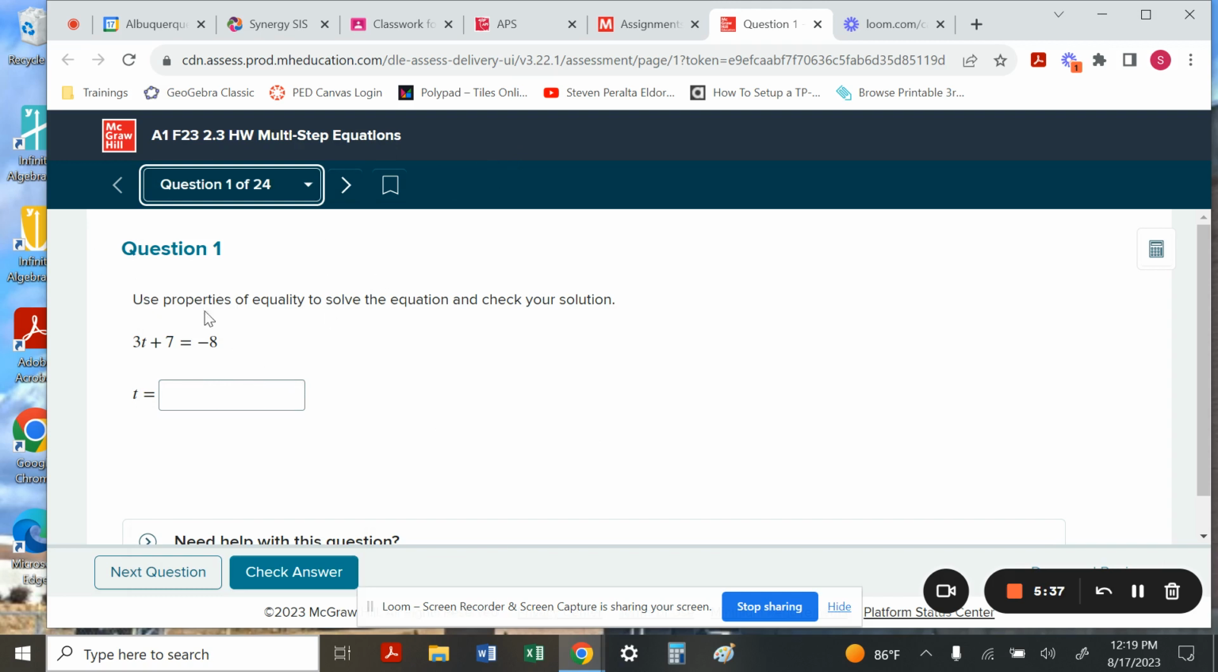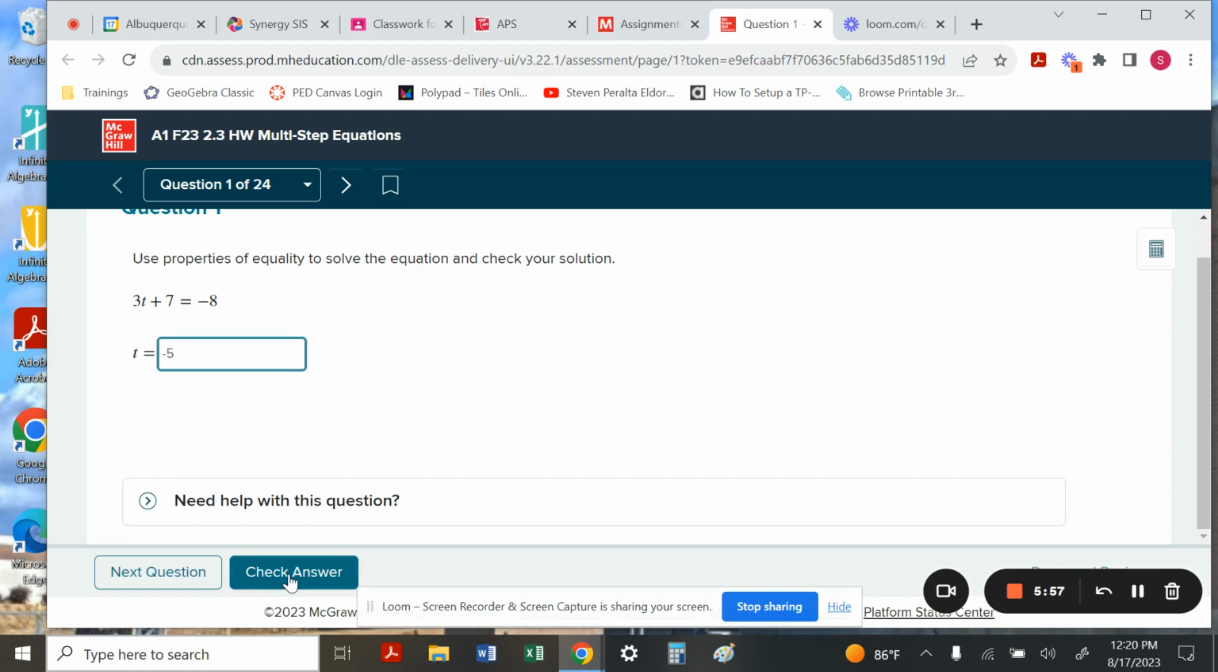So here, we're going to go ahead and try to solve this. I subtract 7 from both sides, so I get negative 15. And then I'm going to divide by 3, which is always doing the opposite as we go through these problems. All this is explained in videos that you have if you're in Algebra 1. But if I do that, I end up with negative 5. So I'm going to type in a negative 5. I'm going to go ahead and check answer.